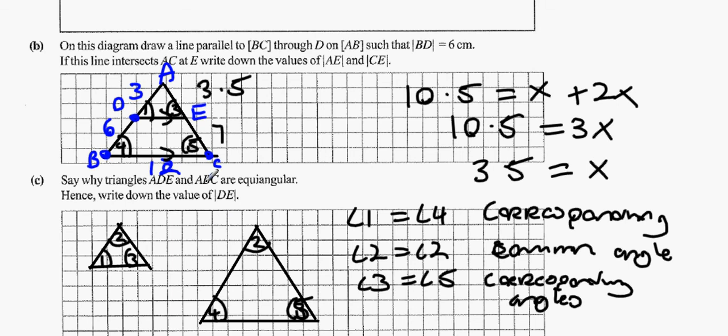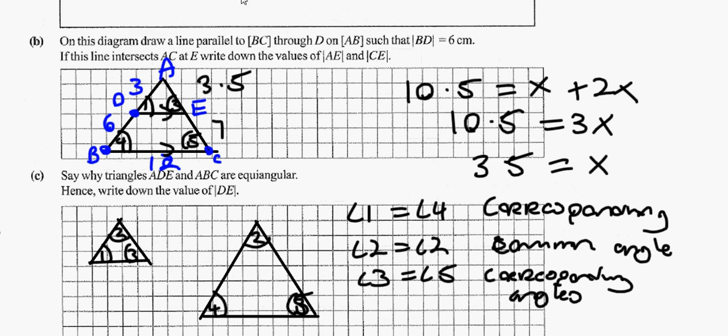Hence write down the value of DE. So we need to find out the value of DE. Well, what we can say about DE is the following. We can say that using, if you will, a scale factor of both of them, the smaller triangle, which has DE, is what we're looking for here. So this is ADE. We know that this is 3. We know that this is 3.5. We know this is 10.5. And we know that this here is 9. And we know that that's 12.